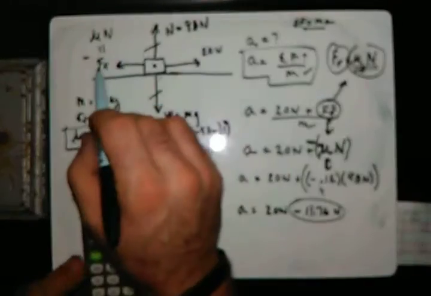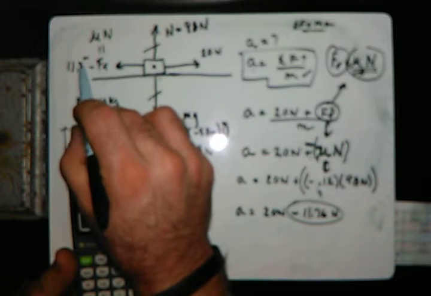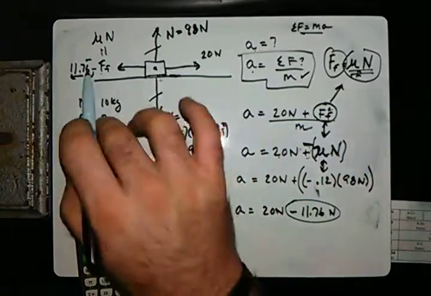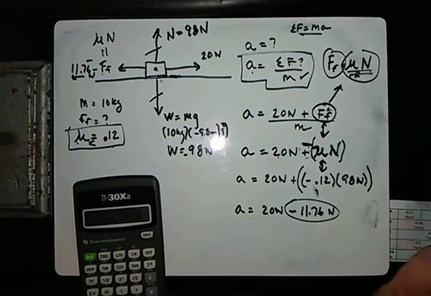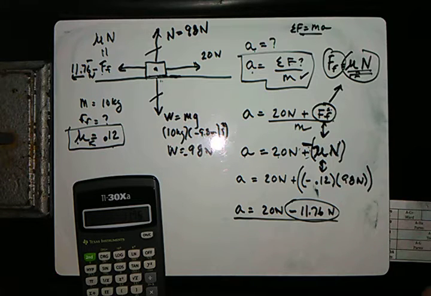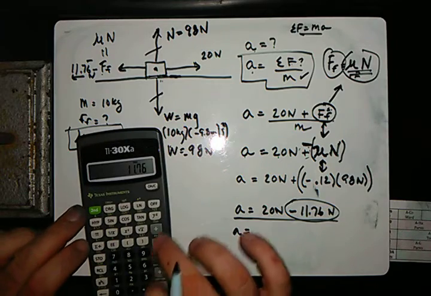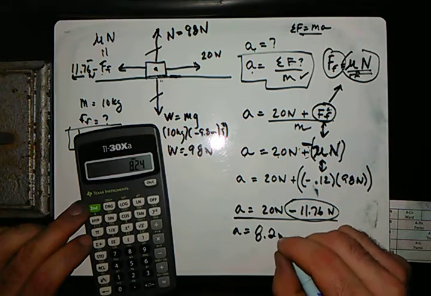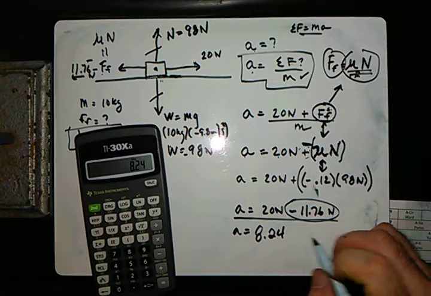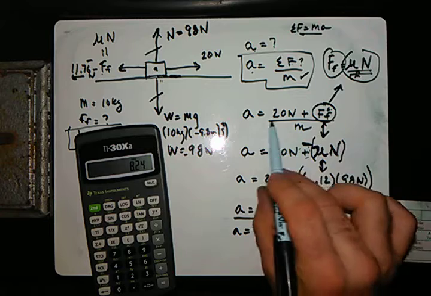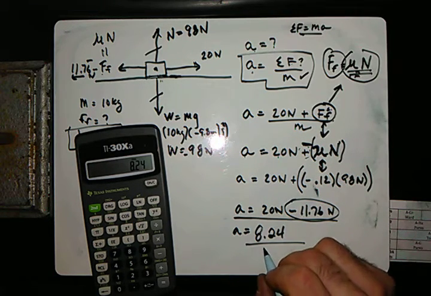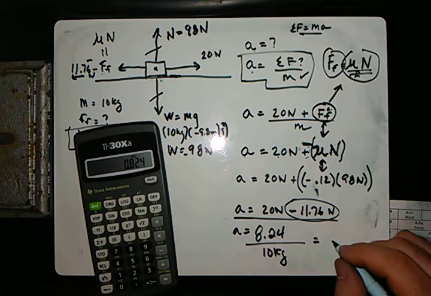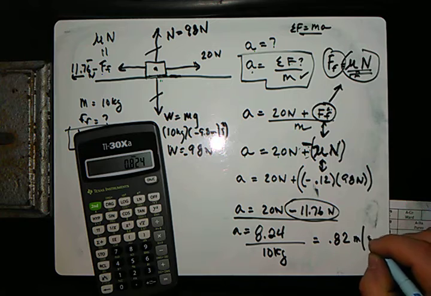So if you were to look at it, now we've got a frictional force. We figured it out, 11.76 newtons. So it's pulling this way. From a visual perspective, we could say, hey, look, I got 20 pulling this way, 11.76 pulling this way. So from a mathematical perspective, we can look at it like 20 minus 11.76. Now acceleration is all of this divided by the mass of 10 kilograms. Acceleration is 0.82 meters per second squared.